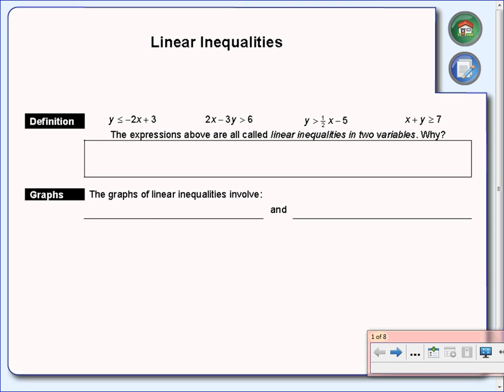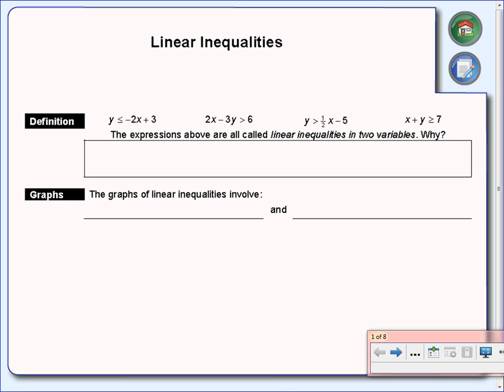All right, so linear inequalities is what we're going to be looking at today. At the top, you'll notice they give us a couple of inequalities. We got y is less than or equal to negative 2x plus 3. We got 2x minus 3y is greater than 6. We got y is greater than 1 half x minus 5. And we also got x plus y is greater than or equal to 7.